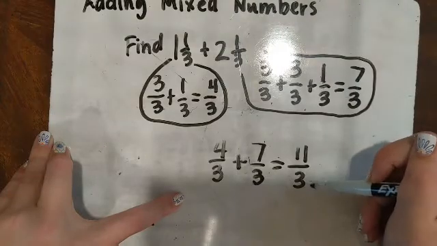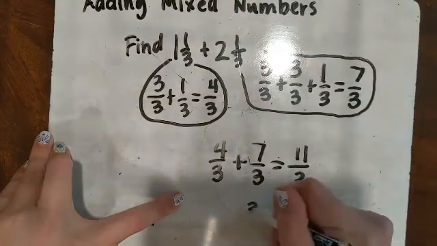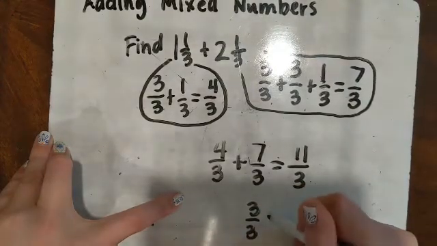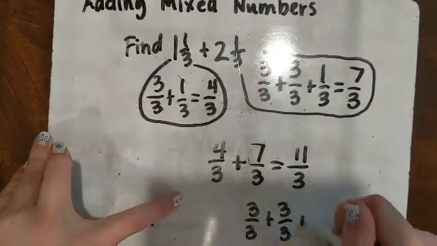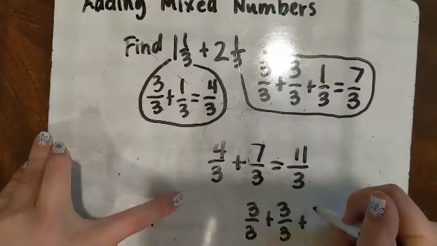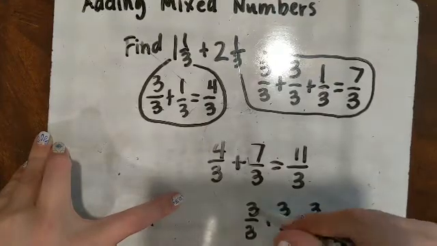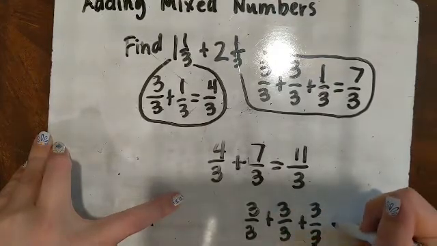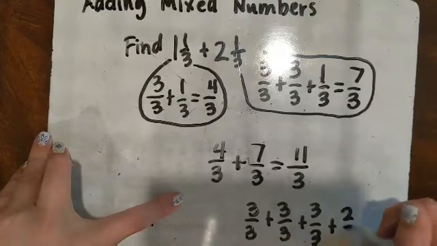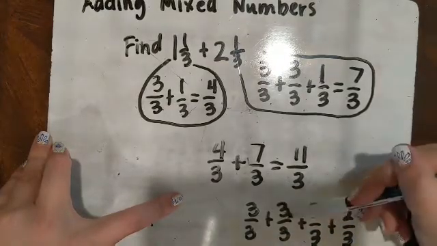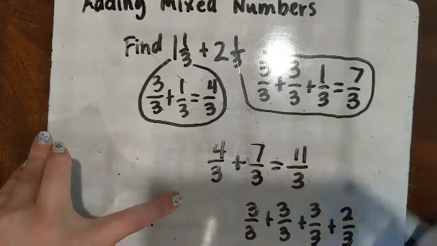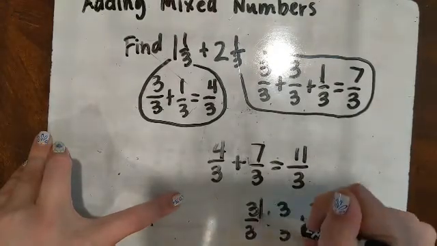When you have 11 thirds, that's equal to 3/3 plus 3/3 plus 3/3. There's 3, 6, 9 so far, and I have 2 more, plus 2/3, right? 11 is 3 plus 3 plus 3 plus 2. This guy is equal to 1, right?